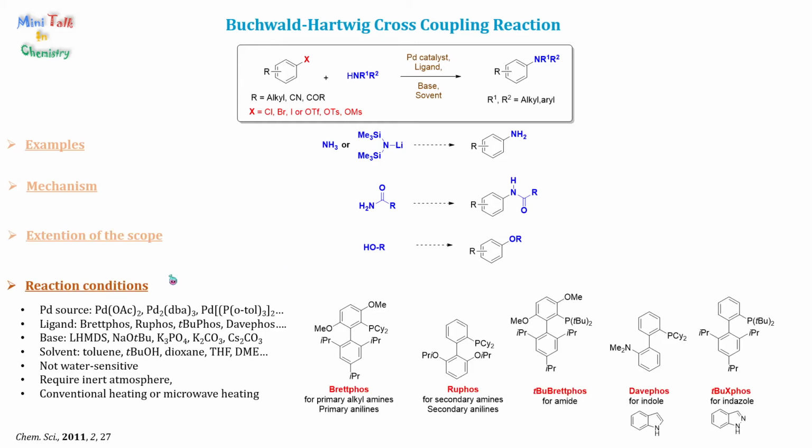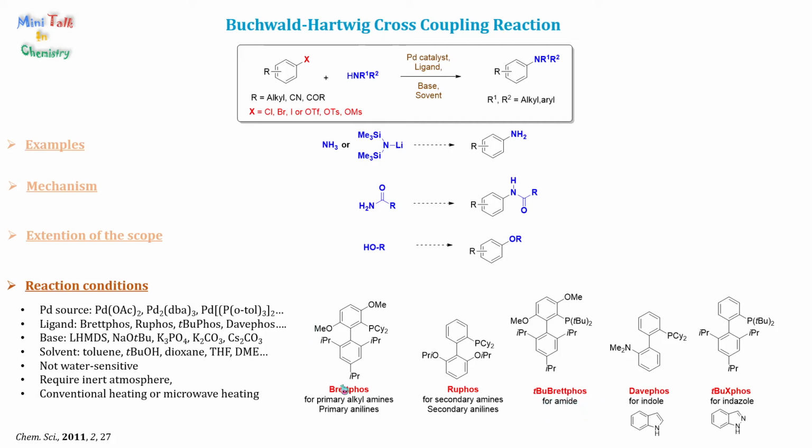Finally, the reaction conditions are easy to find, with many examples in the literature. To make it short, palladium-0 or palladium-2 can be used, and palladium-2 is more stable in air but requires amines containing alpha hydrogen to be reduced to palladium-0. The choice of ligand is crucial depending on the nucleophile partners. For example, some phosphines are used selectively for primary alkyl amines and primary anilines, while tBu phosphines are used for less reactive nucleophile partners like amides.